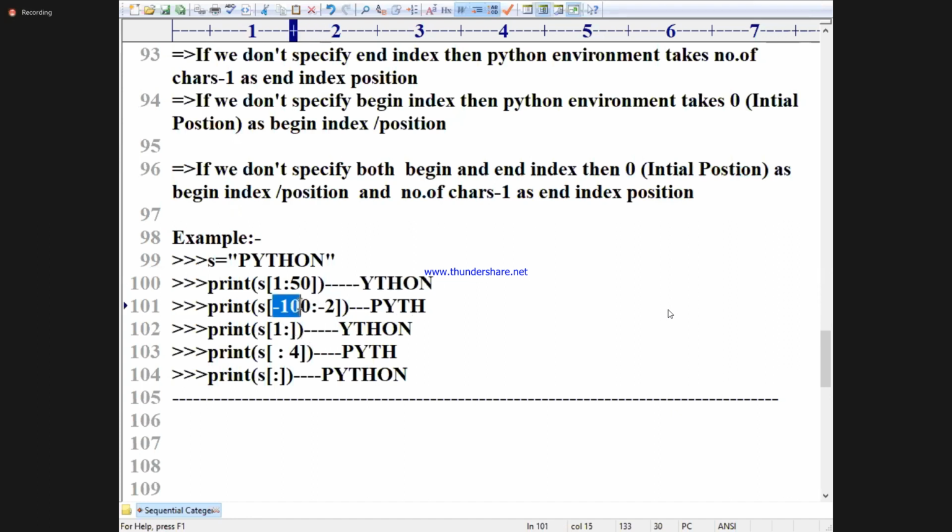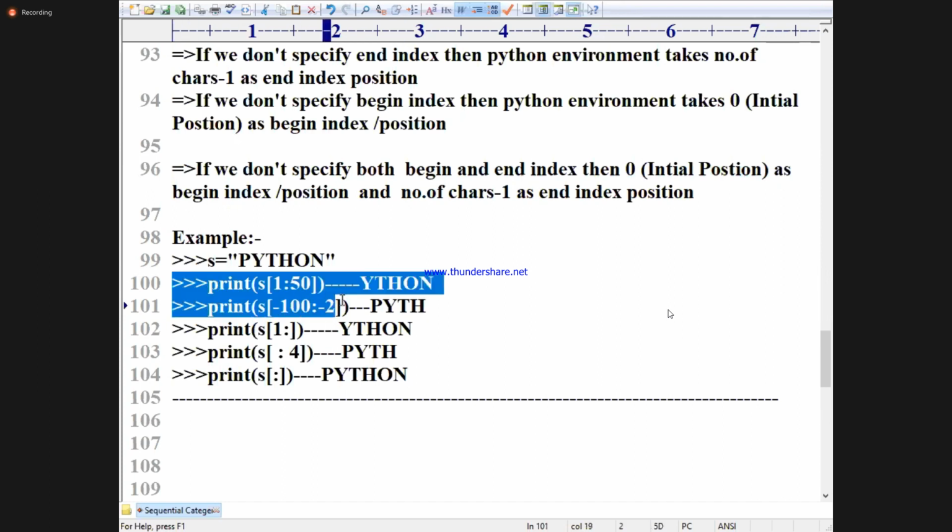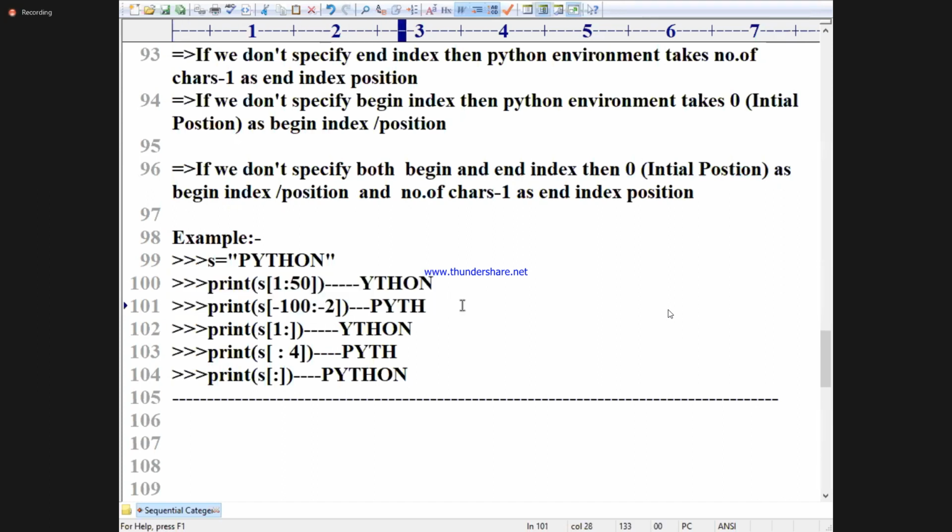Next, if I come to minus 100, colon, minus 2, condition wise minus 100 less than minus 2 is true. But it starts from minus 100. Minus 100 was not there. Started from where? Minus 6. Beyond minus 6 are minus 7, minus 8, and so on up to minus 100. Since they are not there, it starts from minus 6 onwards. That is the initial position, and minus 2 is the end position, so minus 1 will be taken. That is the explanation for lines 100 and 101. Is it clear? It is the first episode of the STR data type.